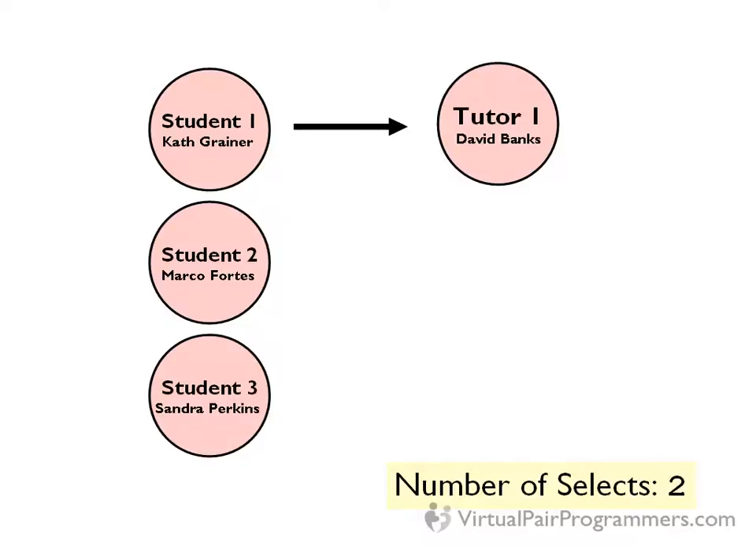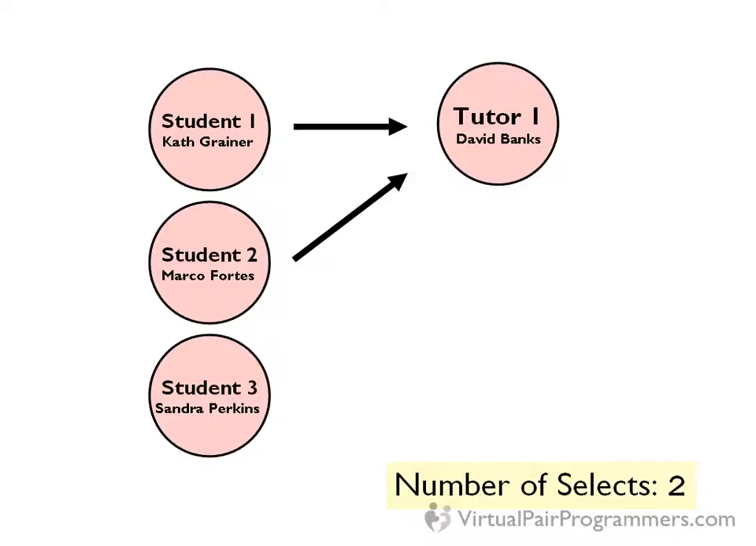Hibernate then looks at student 2. Well, student 2 happens to be related to the same tutor. And Hibernate knows that it's already selected that tutor. So it doesn't issue a select this time. It knows it can just immediately relate that student to the tutor it loaded earlier. This is an aspect of caching, and it's something we'll be looking at in a later chapter.